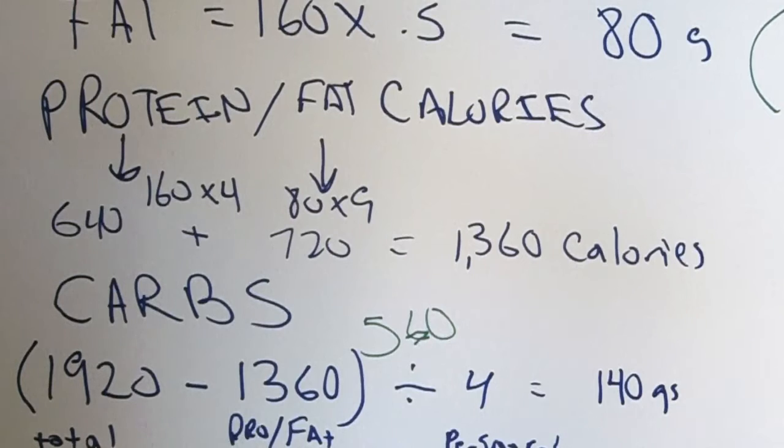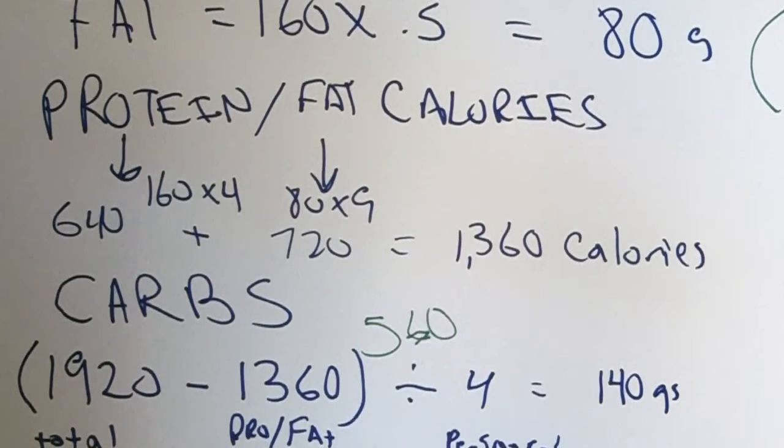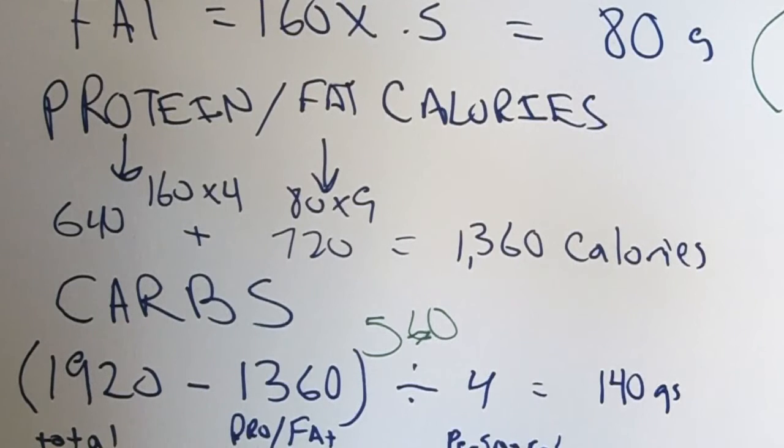Next, carbs. Everybody on carbs. Pay attention because carbs can get a little tricky. The way to get your grams of carbs per day is you're going to take your maximum allowable calories per day, which is 1,920, and subtract the calories that you get from your protein and fat sources, which is 1,360. So we're going to take 1,920, subtract 1,360, and that's going to leave us with 560.